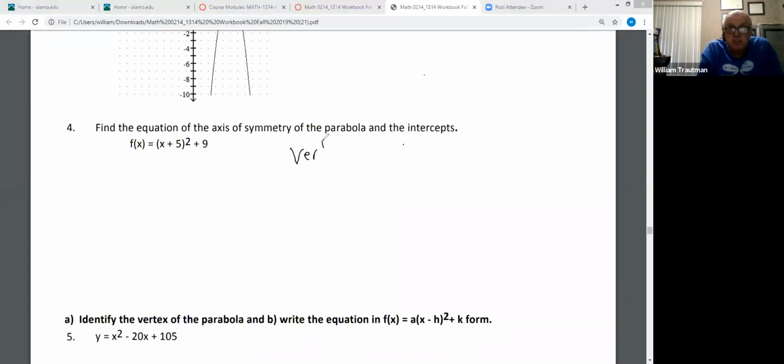The vertex. Type in the vertex. They don't give us a picture on a graph, so we have to use the function to get the vertex.